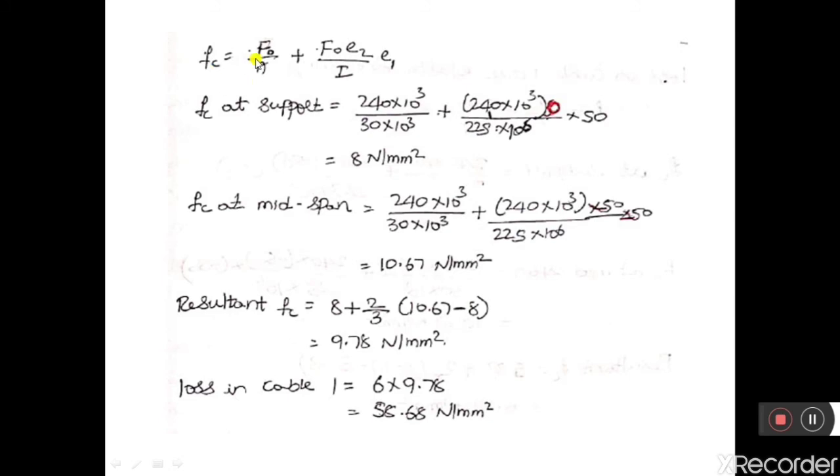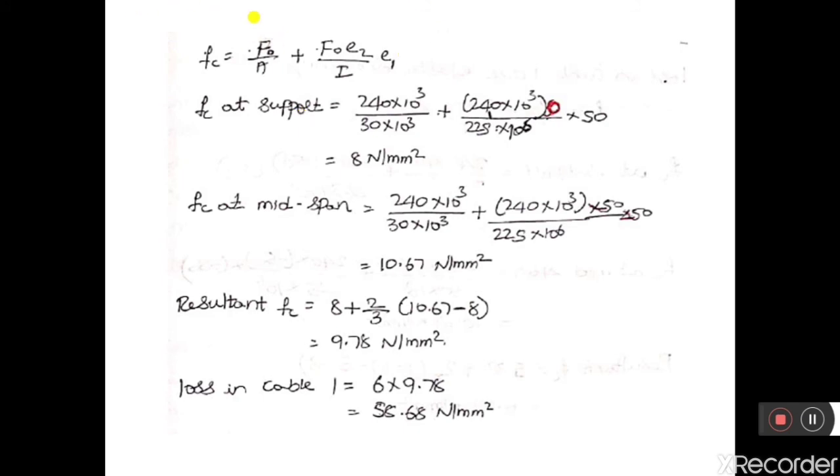So Fc is equal to F naught by A plus F naught into E2 into E1 by I. E2 E1 means here we have two parabolic cables. E2 is the eccentricity of cable 2 and E1 is the eccentricity of cable 1. So Fc at the support. At support we have two eccentricities from cable 1 and 2. For cable 1 at support the eccentricity is 50, and for cable 2 the eccentricity at support is 0.